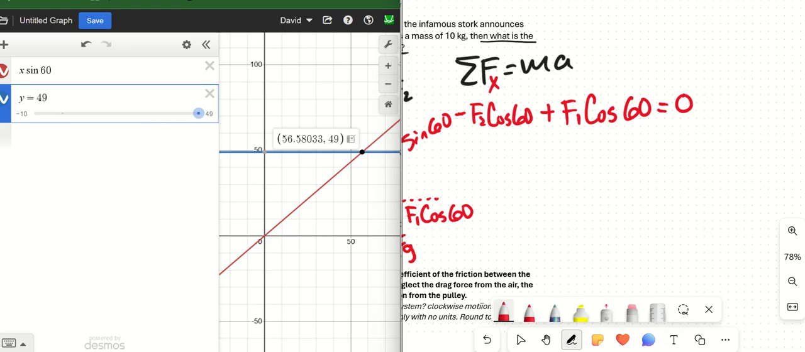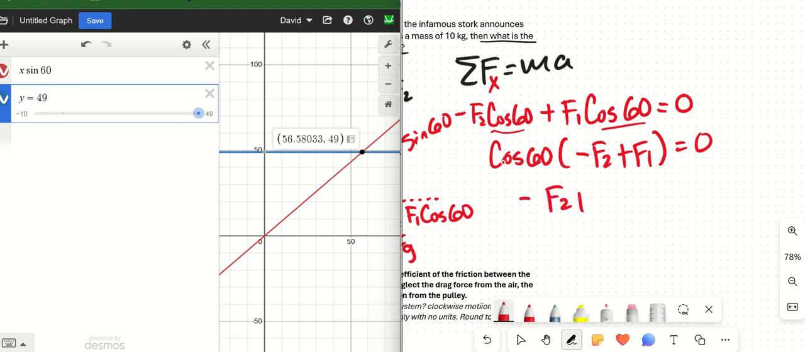All right, so what I could do is factor out the cos 60. Then I'm going to have negative F2 plus F1 equals 0. So all I did here was factor out that cos 60. I pulled it out from right here and right here. Everything else remained the same. So now I can divide both sides by cosine 60, and this will tell me that negative F2 plus F1 is equal to 0.